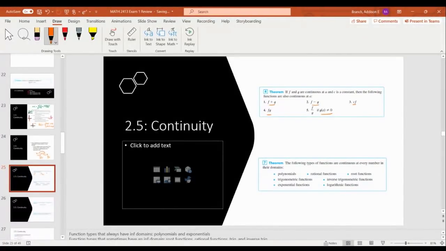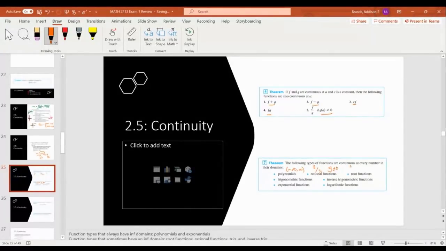And then we also have some kind of generalizations to help us tell when function types are continuous. Polynomials will be continuous everywhere, from -infinity to infinity. Rational functions are going to be continuous. So if we have a rational function, which is function f divided by function g, those are going to be continuous whenever g does not equal 0. When g does equal 0, there's going to be discontinuity.